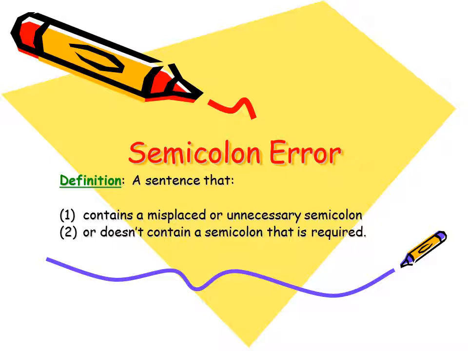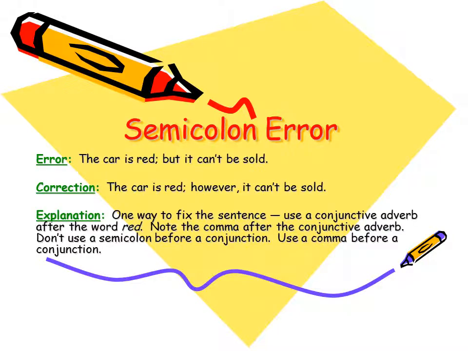Semicolon errors. It's where you have one that should be there and it isn't, or the opposite, that you didn't need it but you put it in. Now, "The car is red, semicolon, but it can't be sold." That's an error. "The car is red, semicolon, however, comma, it can't be sold." Now, one way to fix this sentence is to use the conjunctive adverb however. You could even say, "The car is red, semicolon, it can't be sold."